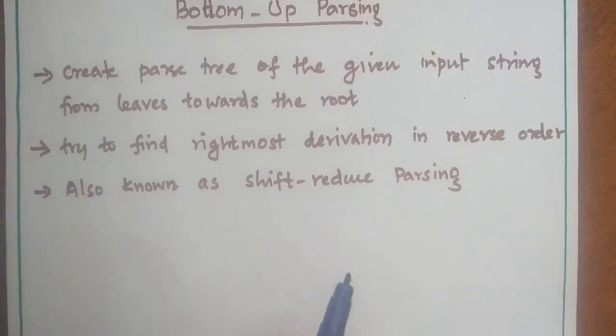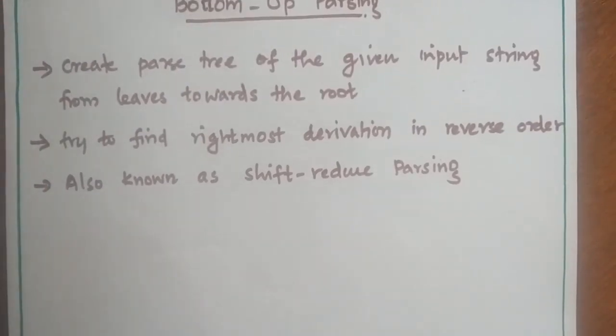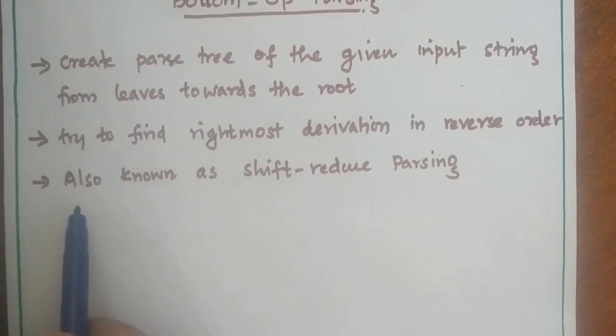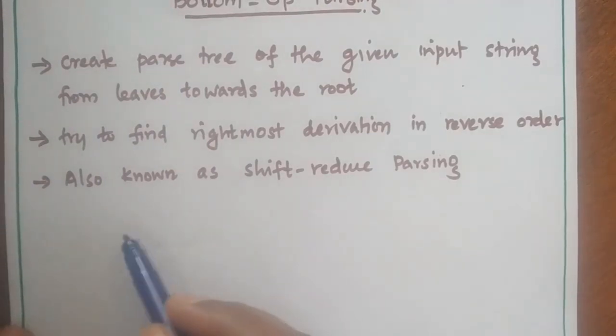In this parse tree construction, the parser finds a rightmost derivation, and this rightmost derivation it will produce in reverse order, and we will discuss what a rightmost derivation of a grammar is with a concrete example. And I already told you, the bottom-up parser is also called a shift-reduce parser, and why it is called a shift-reduce parser and what a shift-reduce parser is, we will discuss. So let us take a concrete example.